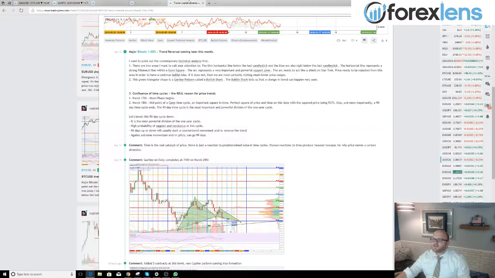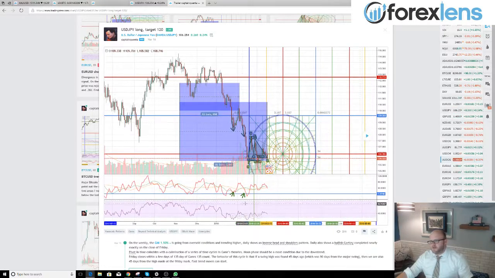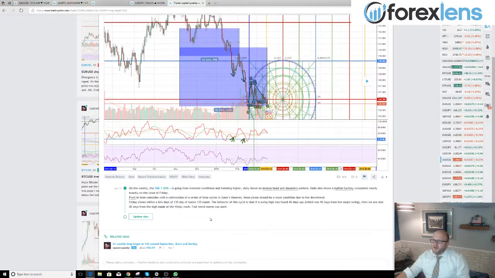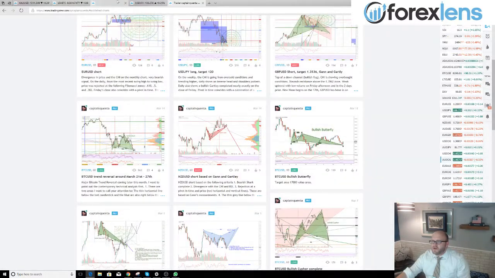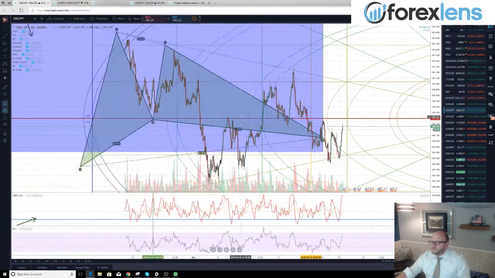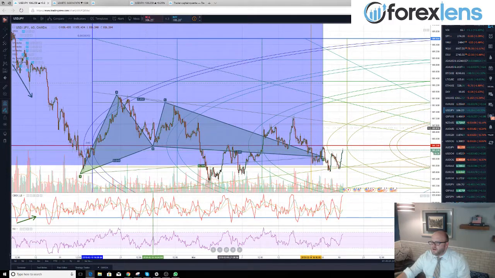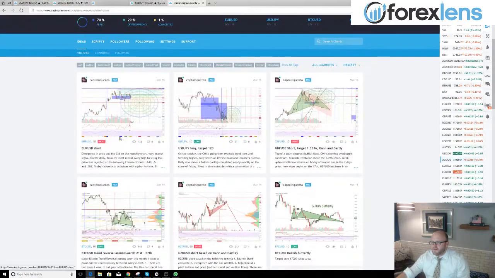Why? Because last week I had this continuing, prolonged, yeah, here we go. US dollar long target of 120. Now, why? Well, we're going from oversold conditions on this, this is on the hourly, I believe. You know what? Let me bring it over to here. Okay, so we have this Gartley pattern that completed. We can see it in the trade ID.